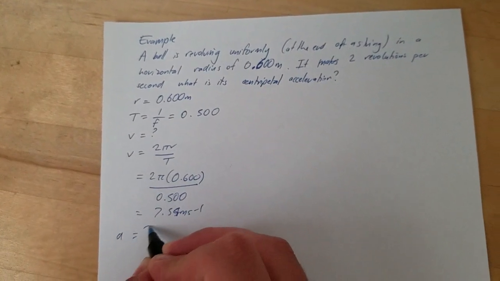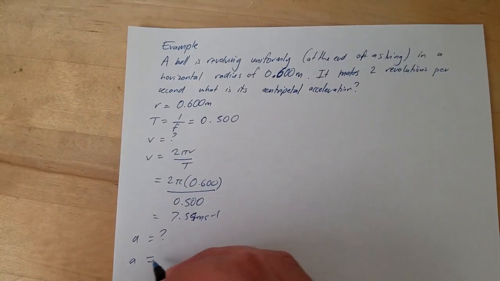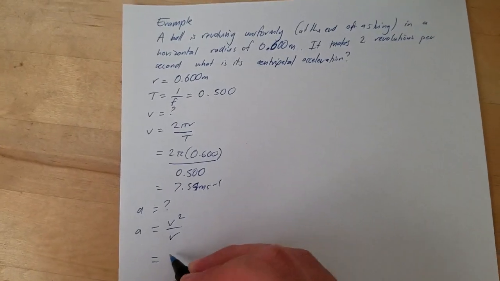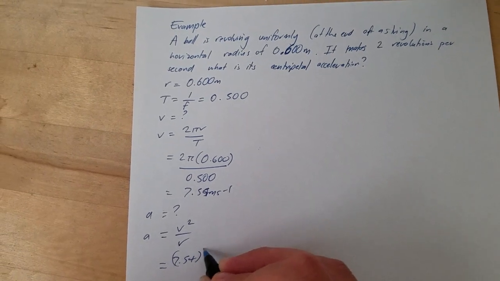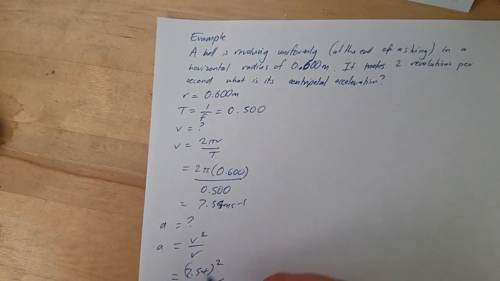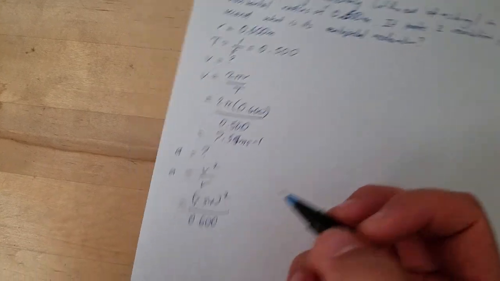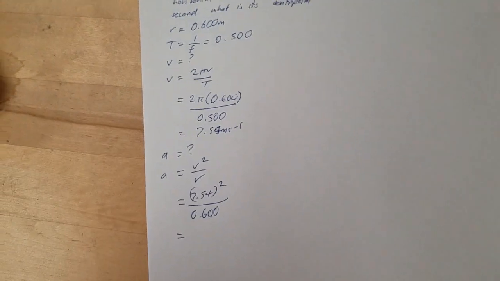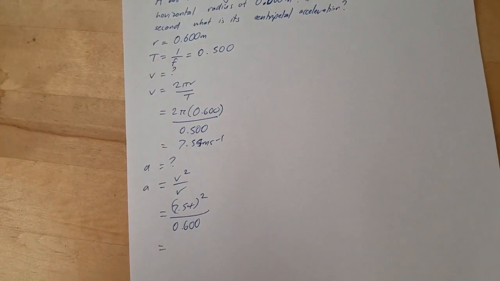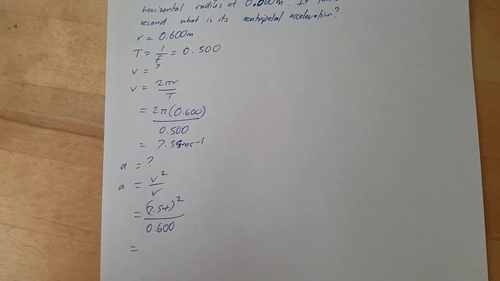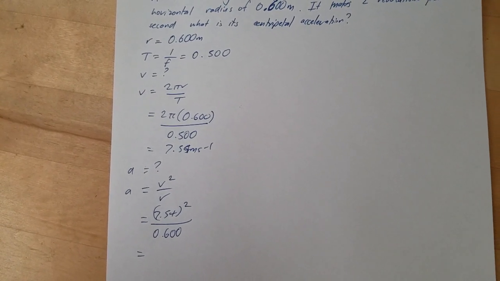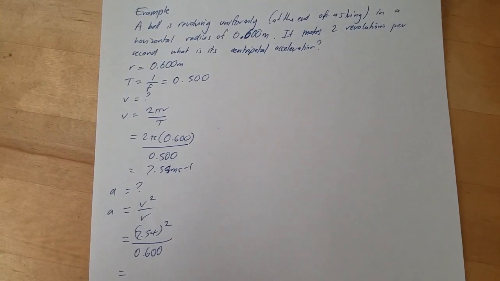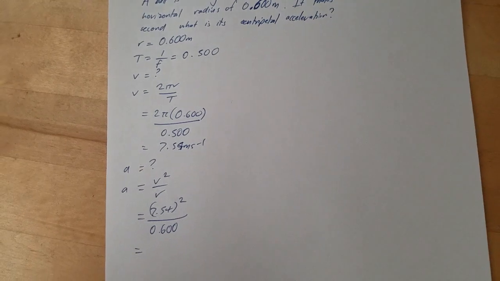Using this value, we can now substitute that into the acceleration formula. So a is now unknown, a equals v squared on r, which equals 7.54 squared on 0.600. Annoyingly, I've put my calculator away and I didn't calculate this one beforehand, so I'll let you finish that one off yourself. But yeah, that is your introduction to uniform circular motion, in particular centripetal acceleration.